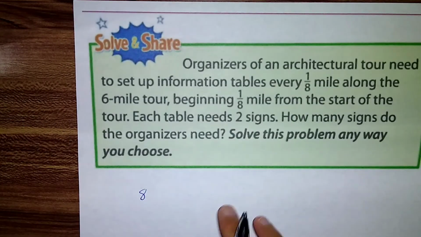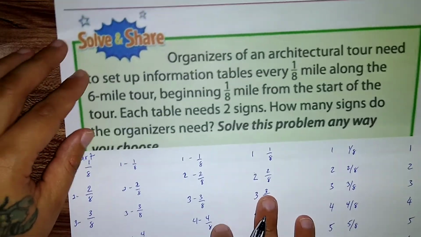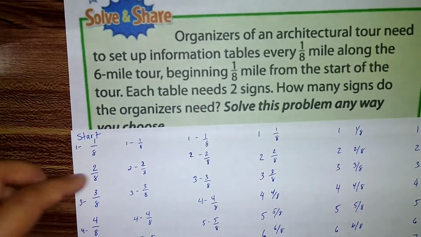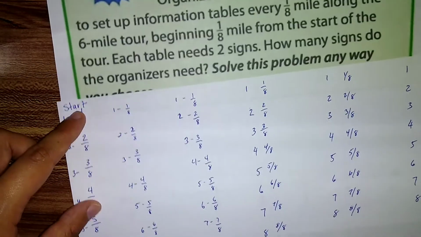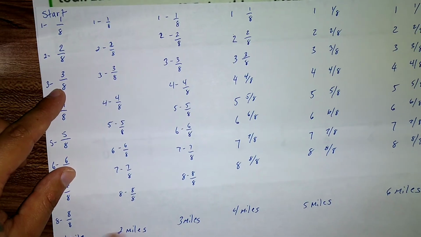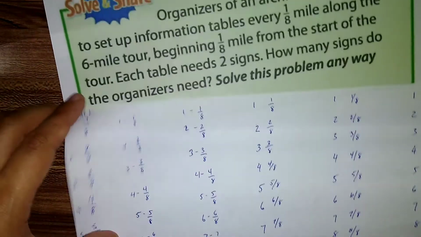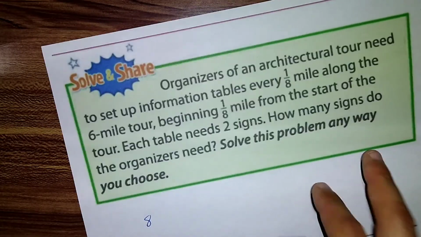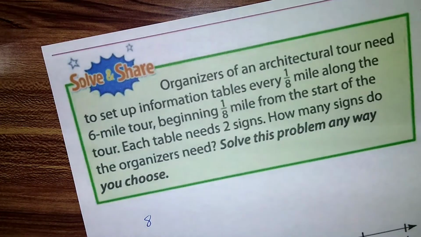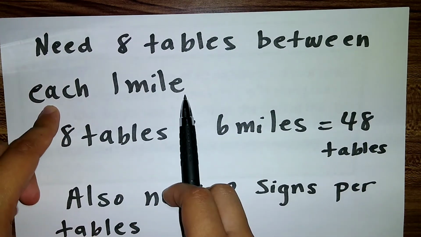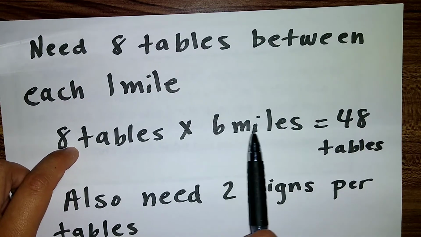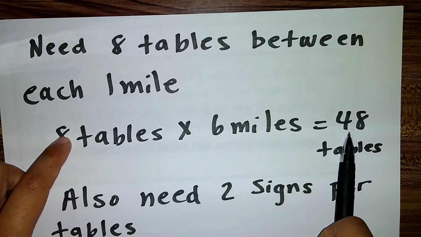That's 8 because we need 8 tables in 1 mile, and then we have a total of 6 miles, so 8 times 6. So we need 8 tables between each 1 mile. So that's 8 tables times 6 miles, which will give us a total of 48 tables.